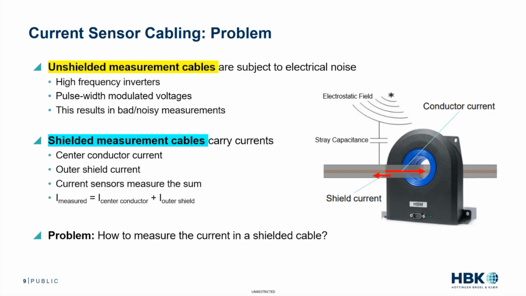Even with a shielded measurement cable, which carries currents, the center conductor has current. However, also the outer shield has current. So your current sensors will be measuring the sum of the center conductor of the cable and the outer shield together. So the problem here is, how do you measure the current in a shielded cable and avoid having to measure both of these currents?